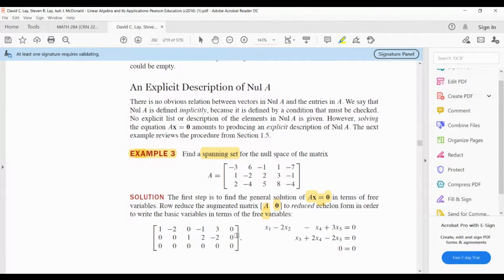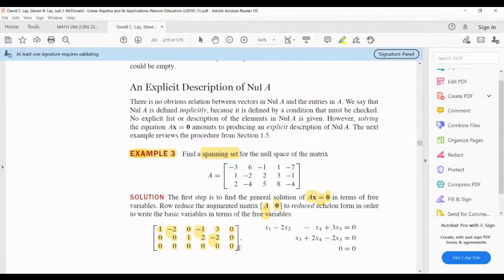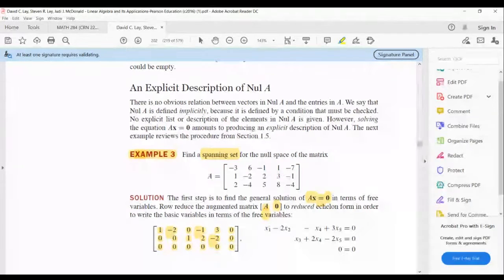Now, what form is that matrix in? Is that in reduced echelon form? It's in triangular form, absolutely, Solomon. And it's, well, it's in echelon form. That's right, that's what I was looking for. It is in triangular form, but it's in echelon form.